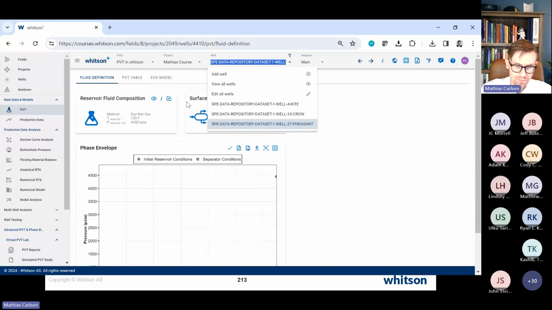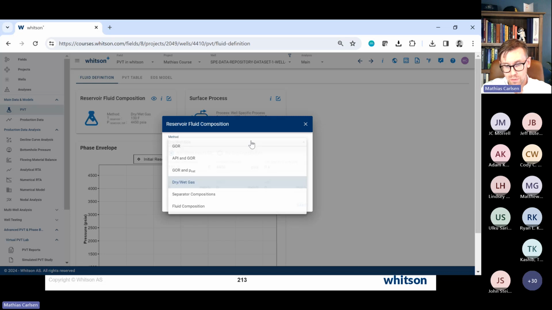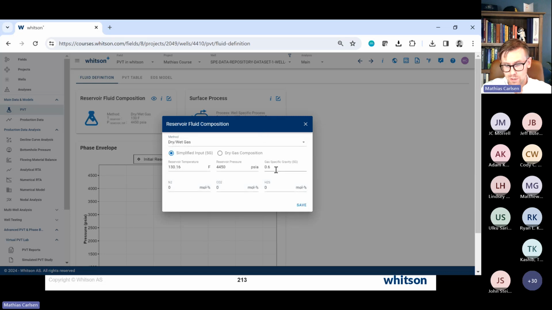I'll show that one more time at the top here. You have the pheasant well. You made sure that your reservoir fluid composition method is changed to dry and wet gas, and then you're using 0.6 as your specific gravity. And then you click save.